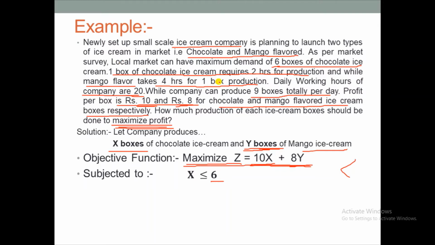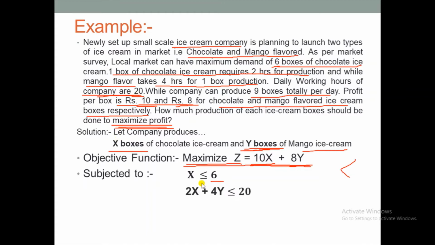Now the second constraint. As we read the problem sentence by sentence, accordingly we will get the constraints. The second sentence is that one box of chocolate ice cream requires 2 hours for production and a mango box requires 4 hours of production. How many boxes of chocolate have we considered? X number of boxes. One box requires how much time? 2 hours. So the total time required will be 2x. And the second, a mango flavored box, requires 4 hours for one box. How many boxes have we considered? Y number of boxes. So the total time will be 4y. But the company works daily for only 20 hours. So the total time, 2X plus 4Y, cannot be more than 20 hours. That is the daily working time.